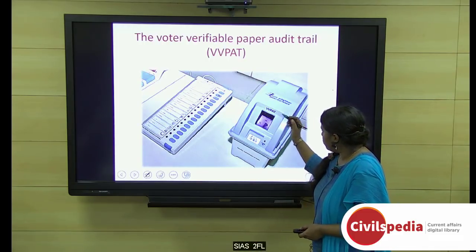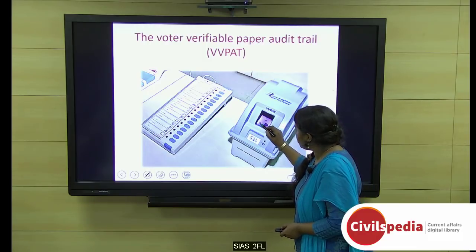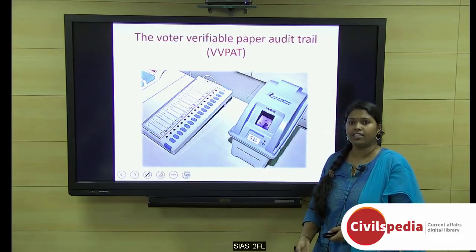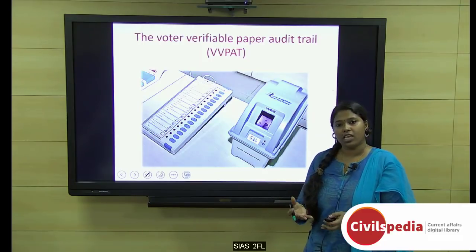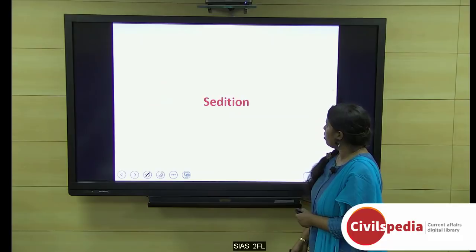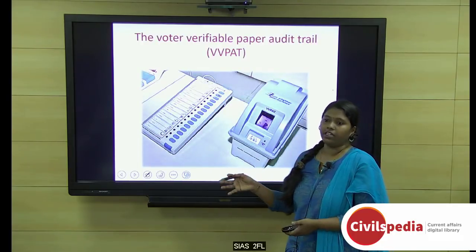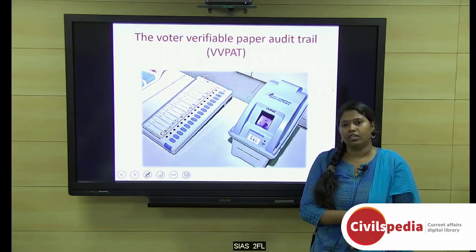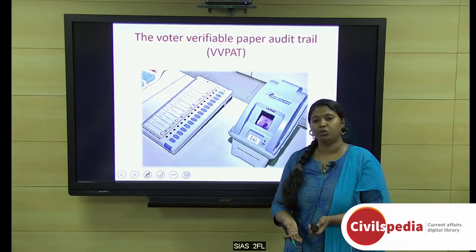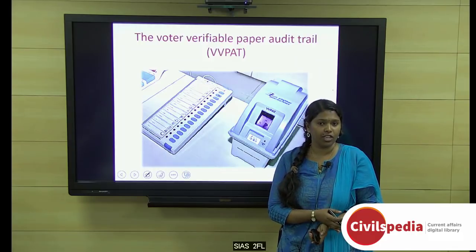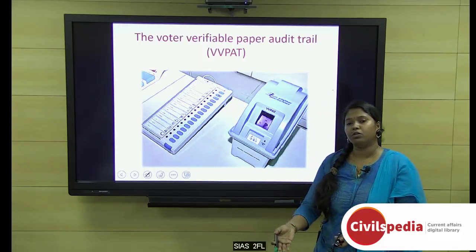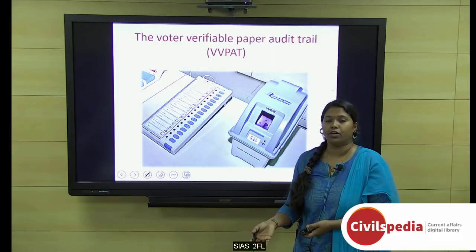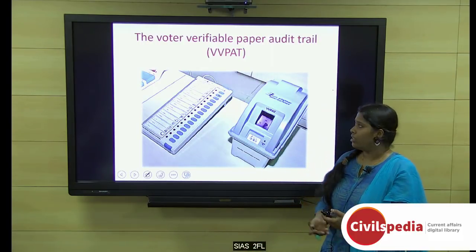The voter can see the paper through this glass for around 7 seconds, and after that it will be dropped into the collection box. So it's an important method now adopted by the Election Commission, and the Supreme Court, in a PIL, has asked the Election Commission to adopt this method from 2014 in a phased manner. So in the coming 2019 elections, it is considered that VVPATs will also be adopted along with electronic voting machines.